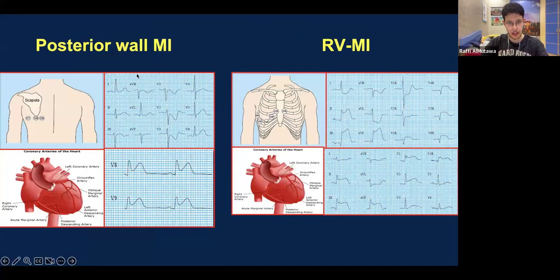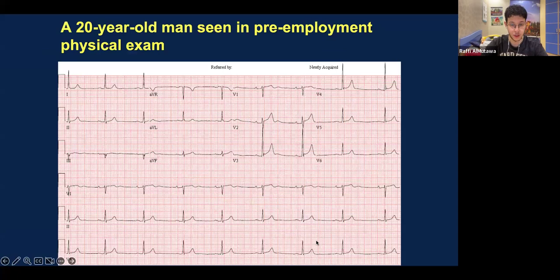And this is kind of showing you that it could be just inferior wall or it could be right ventricular MI. And with a right ventricular MI, you do have to be very careful because if you give this patient nitroglycerin, they will collapse. Nitroglycerin is a pain medication that they give for heart attack patients, except for these heart attack patients. So yeah, ECG is pretty cool.